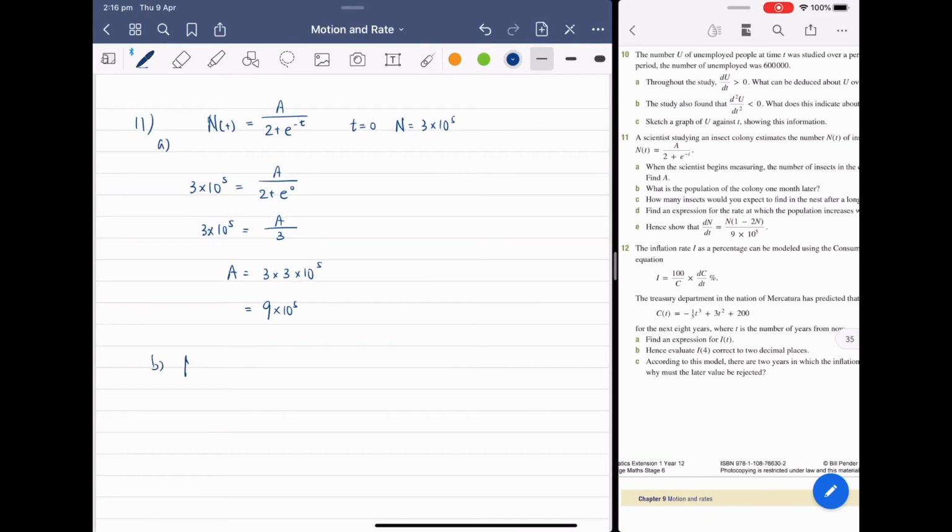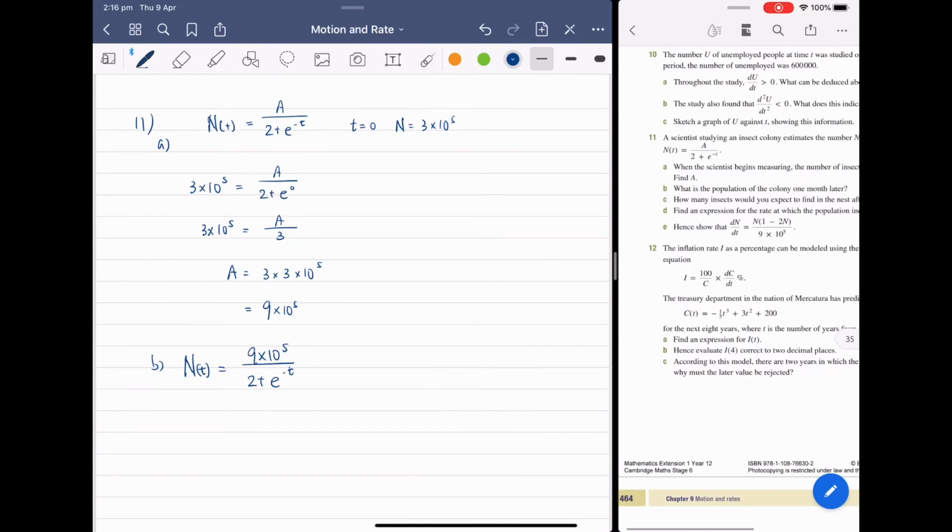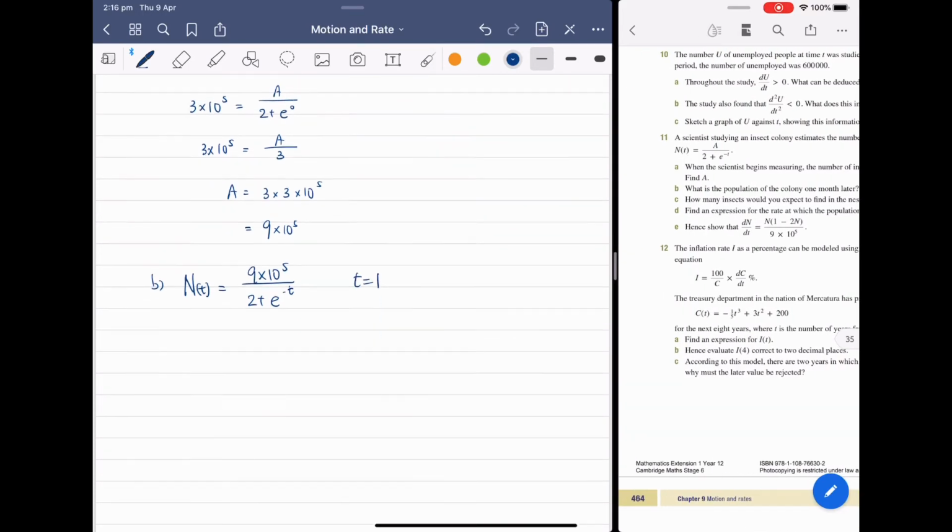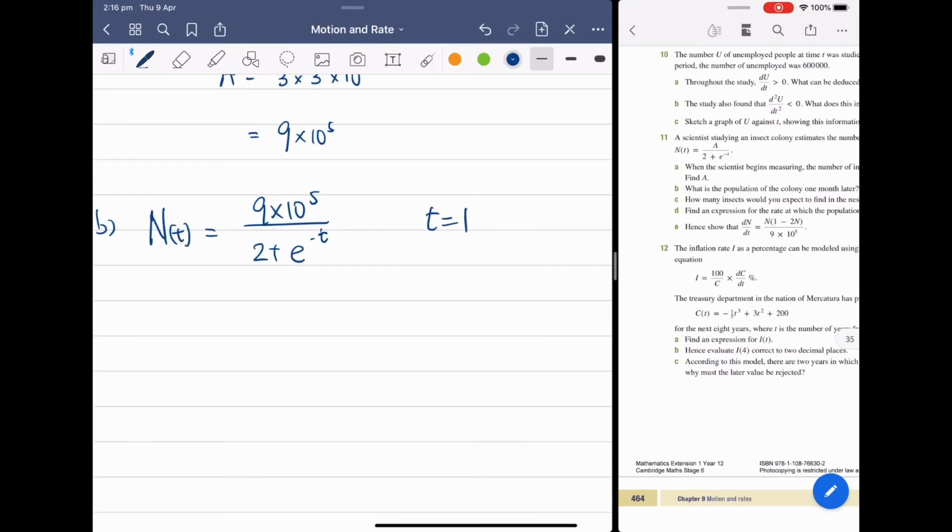Now the formula is N(t) is equal to 9 times 10 to the power of 5 over 2 plus e to the power of minus t. Then the question asks us, what is the population after 1 month? t is in terms of months, right? So when t is equal to 1, you want to work out what N is. N(1) just means when t equals 1, which is equal to 9 times 10 to the power of 5 over 2 plus e to the power of minus 1. And all you have to do is use your calculator to work out the answer here.